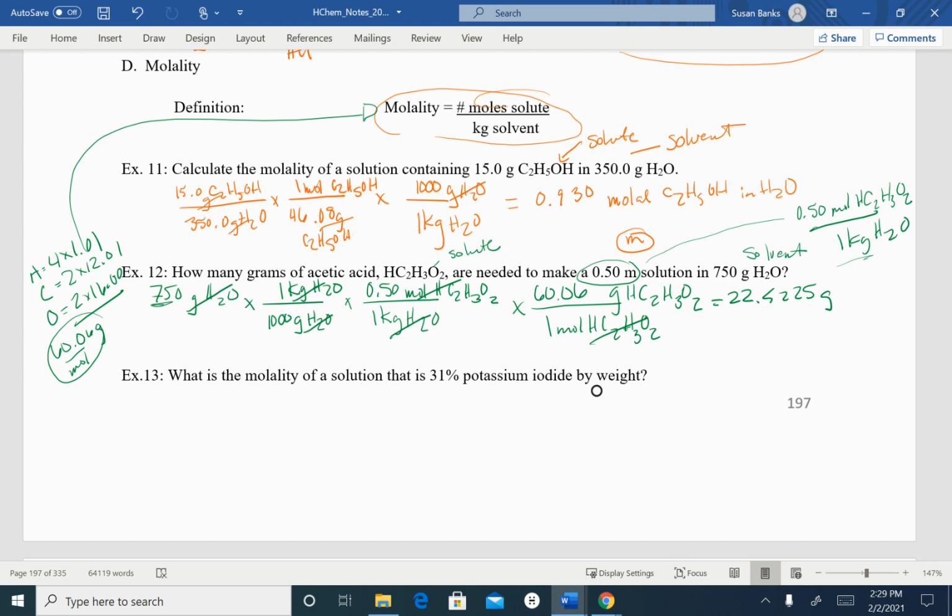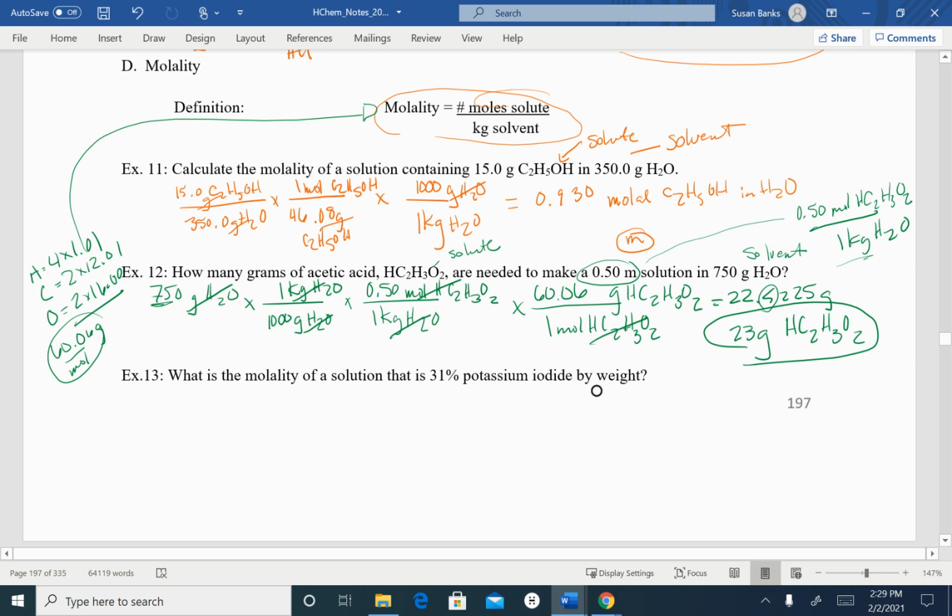Remember that 0 at the end is just a placeholder because there's no decimal there. So that 5 is going to tell us to round up. So we're going to have 23 grams of acetic acid that we're going to need to make that solution.